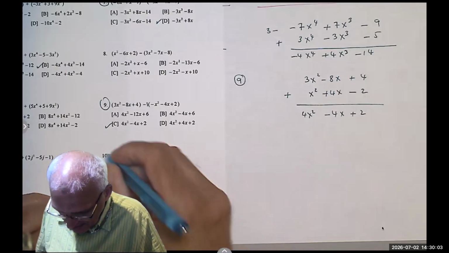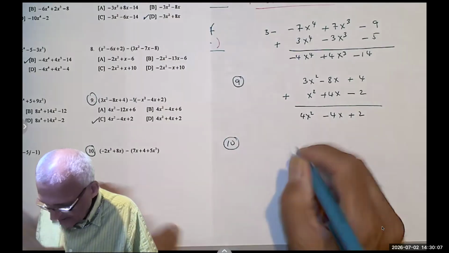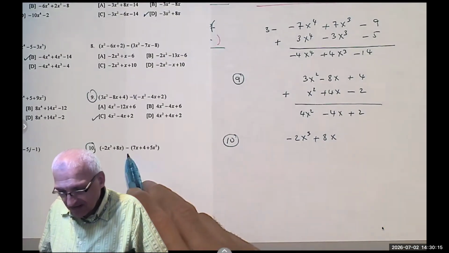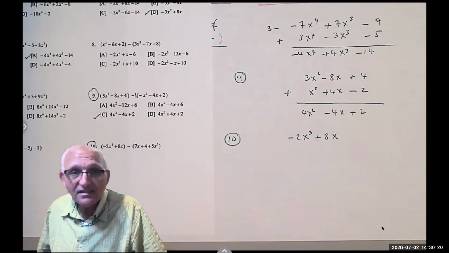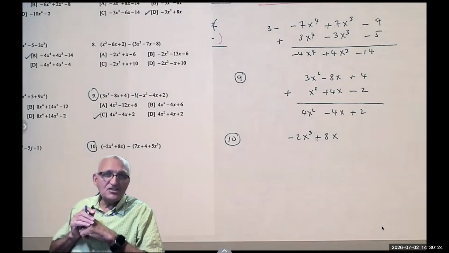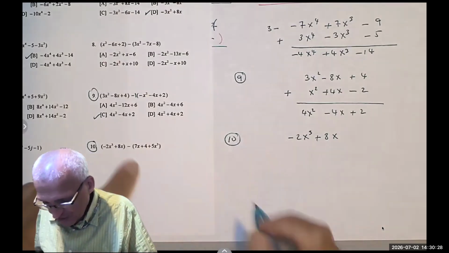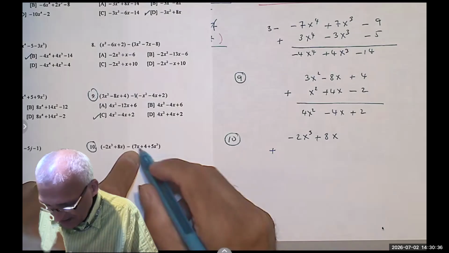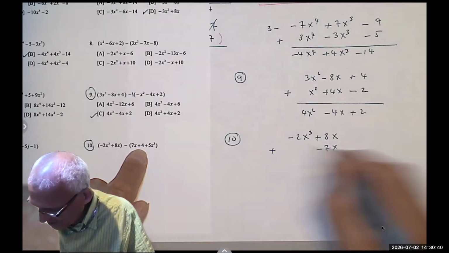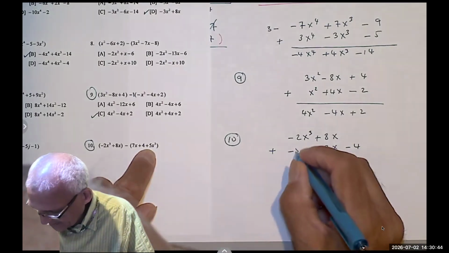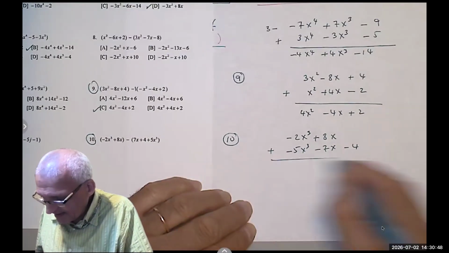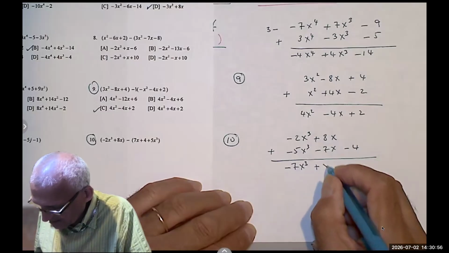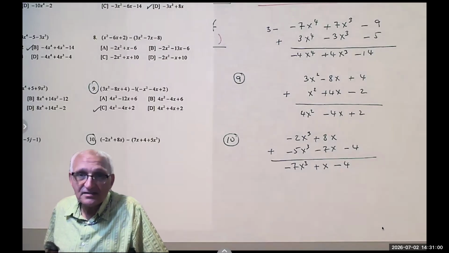And finally, I have number 10. It's -2x cubed plus 8x minus. So again, I can change that, but notice that the second polynomial is not in standard form. So instead of negative, I can make it positive and everything would be negative. So I could have said plus 7x, I write it -7x. 4, I say -4. 5x cubed, it's -5x cubed. And now I say -2 minus 5 is -7x cubed. 8 minus 7 is 1, so plus 1x, but I write it plus x minus 4, and that would be the answer.